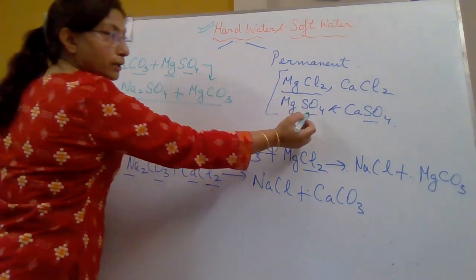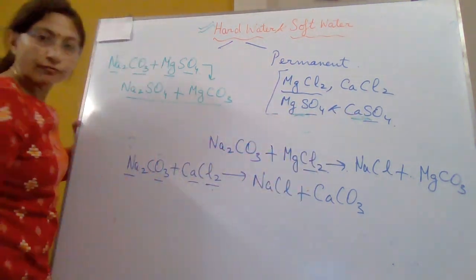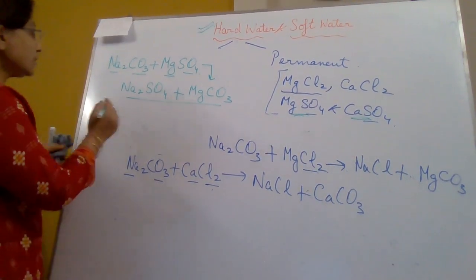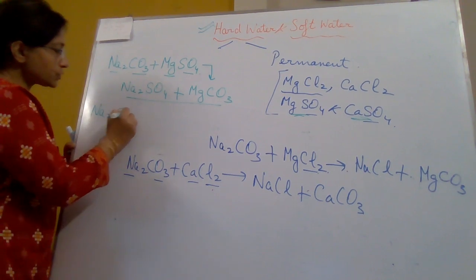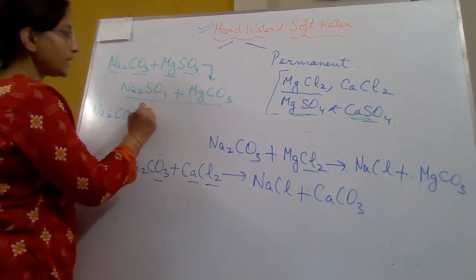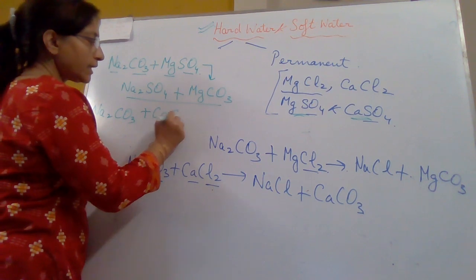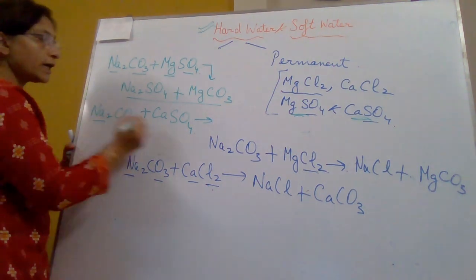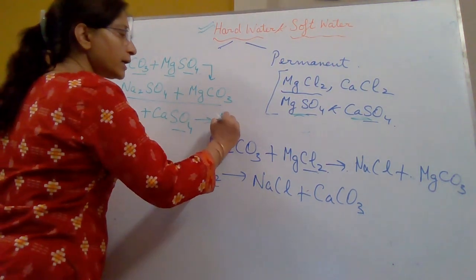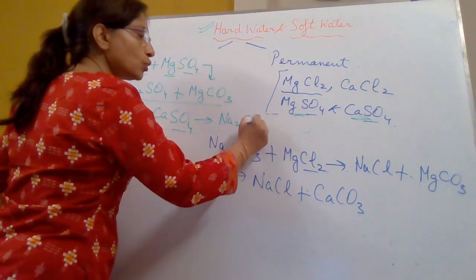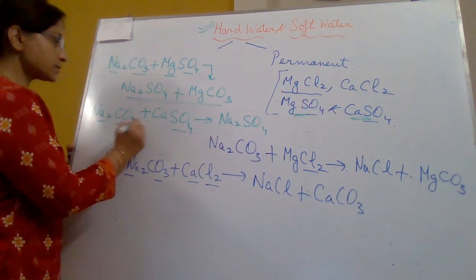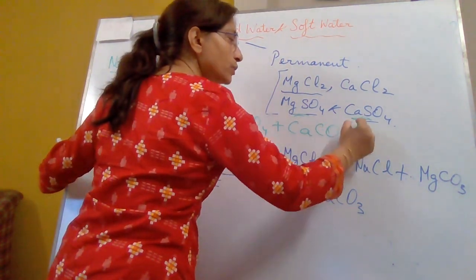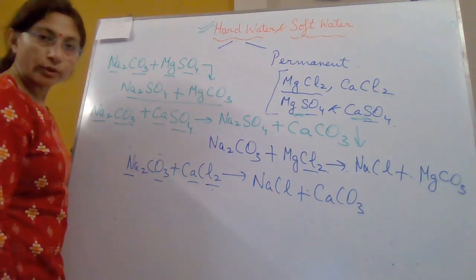Similarly, now let us talk of calcium sulfate. What will happen with calcium sulfate here is Na2CO3 plus CaSO4, and it will give us sodium sulfate, Na2SO4, plus CaCO3, which will again settle down as the precipitate.